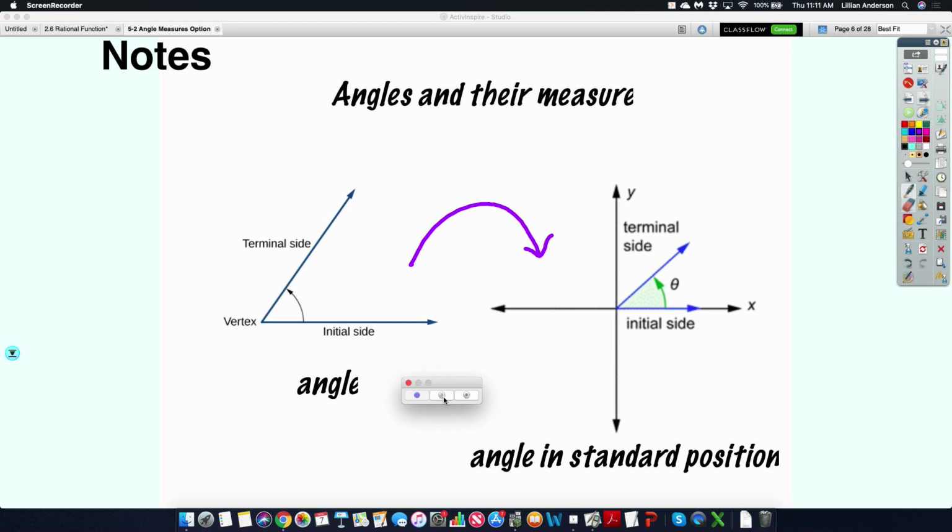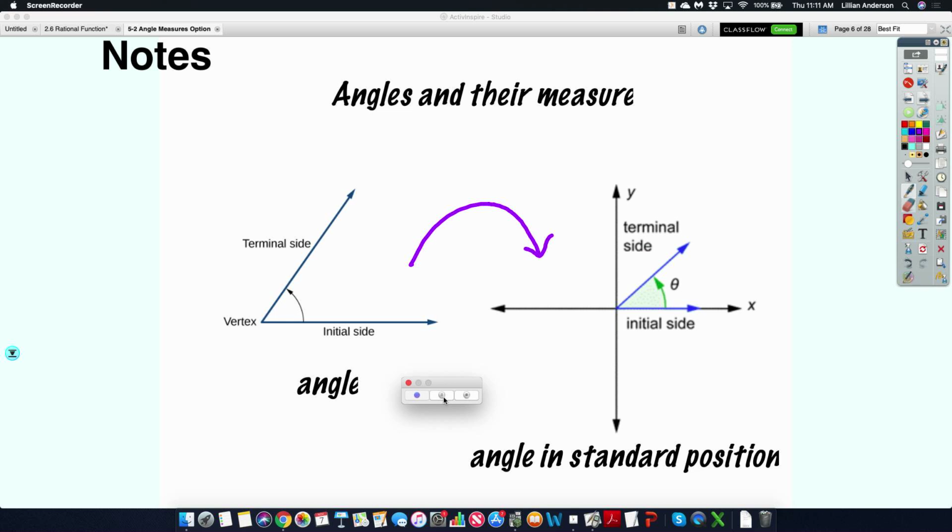Sometimes you'll be asked to draw an angle in standard position. Okay? When you do that, again, you need to remember a couple of things. One, the vertex is located where? At 0, 0, the origin. Okay? And then the initial side will always be on the positive x-axis. Okay? The initial side will always be on the positive x-axis. The terminal side could be anywhere else in quadrants 1, 2, 3, or 4.